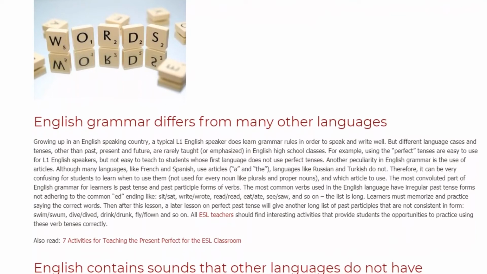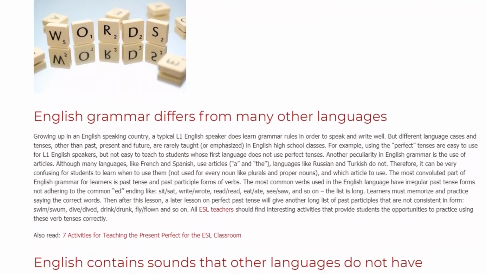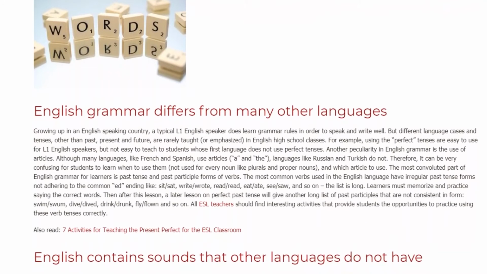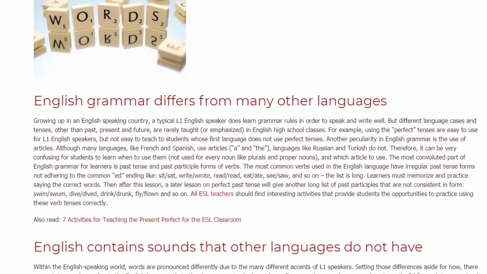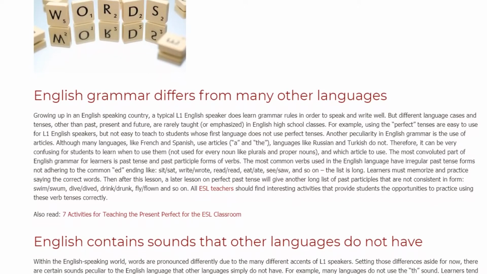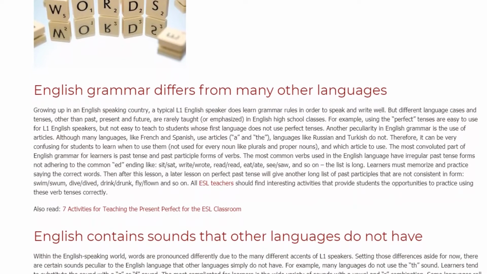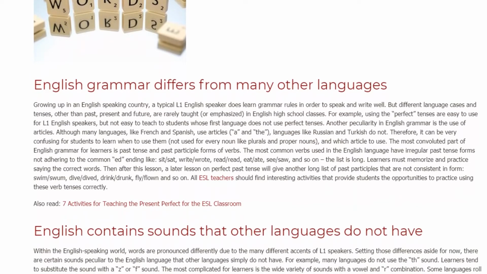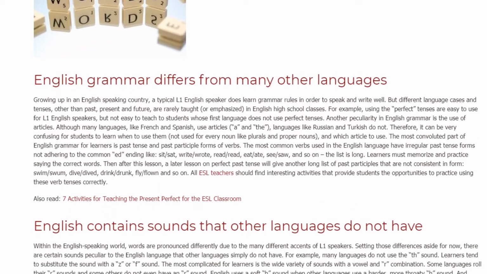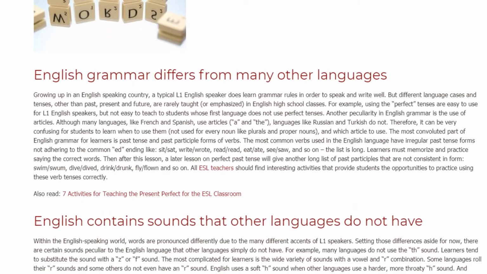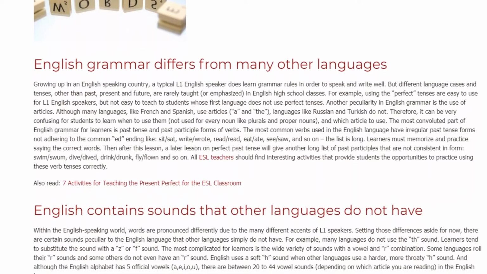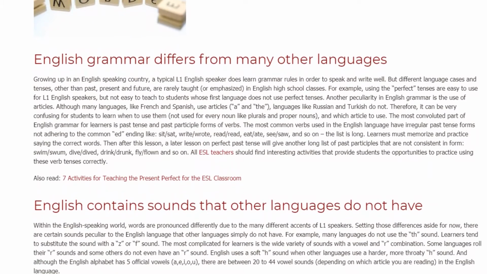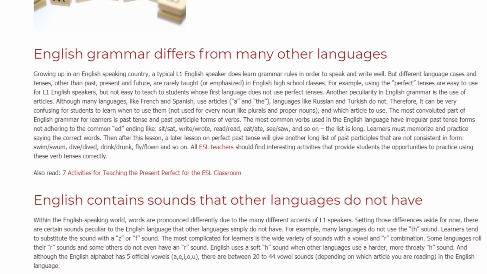The most convoluted part of English grammar for learners is past tense and past participle forms of verbs. The most common verbs used in the English language have irregular past tense forms not adhering to the common ed ending, like sit or sat, write or wrote, read or read, eat or ate, see or saw, and so on. The list is long. Learners must memorize and practice saying the correct words.